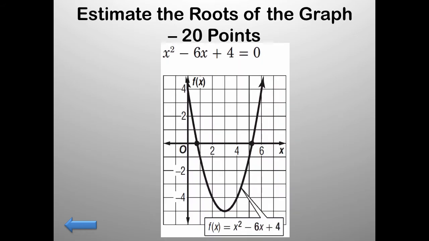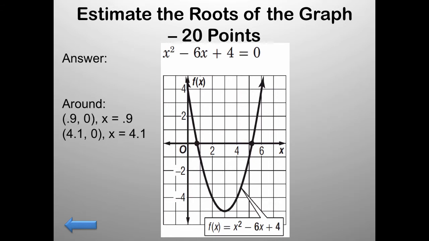In this case, it does not hit in a specific location. It is a little before 1, and it is a little after 5. So my answer would be around 0.9. If you said 0.8 or 0.75, that would be fine. And around 5.1 or 5.2, it's an estimate. So it's around those numbers.